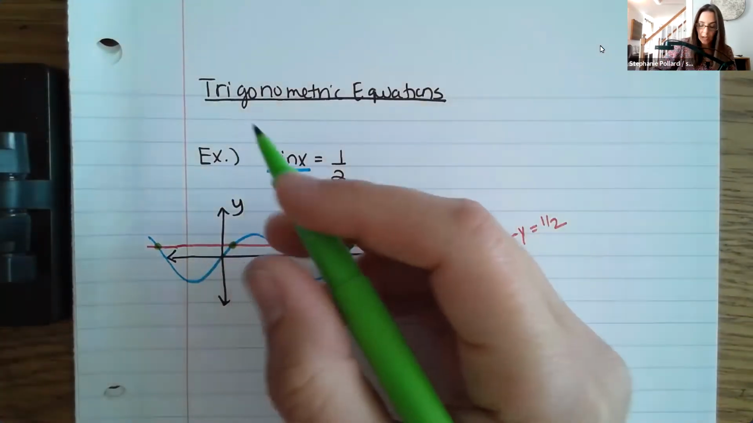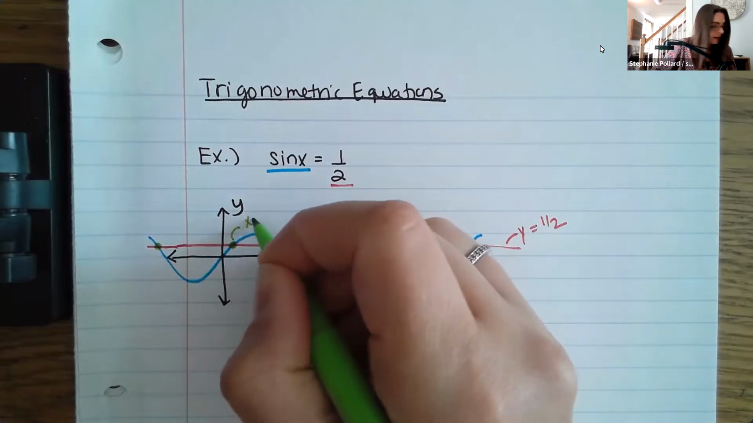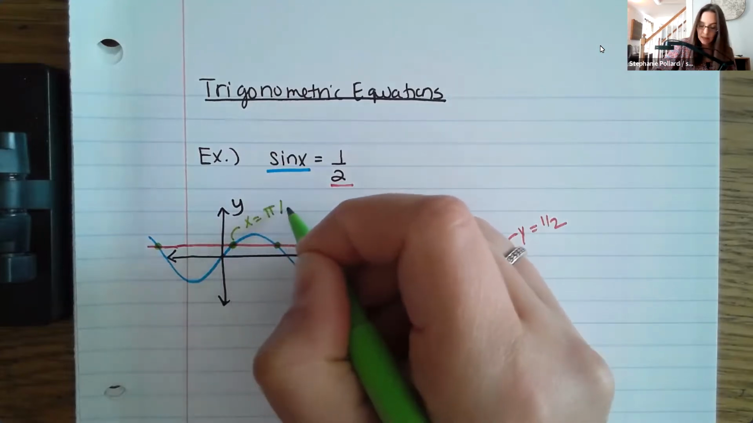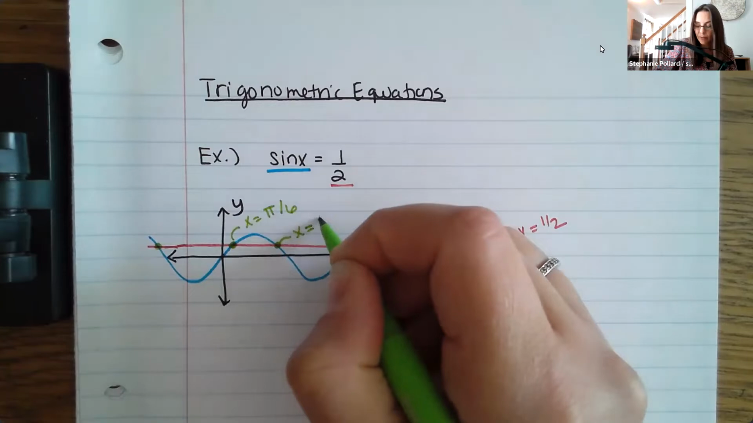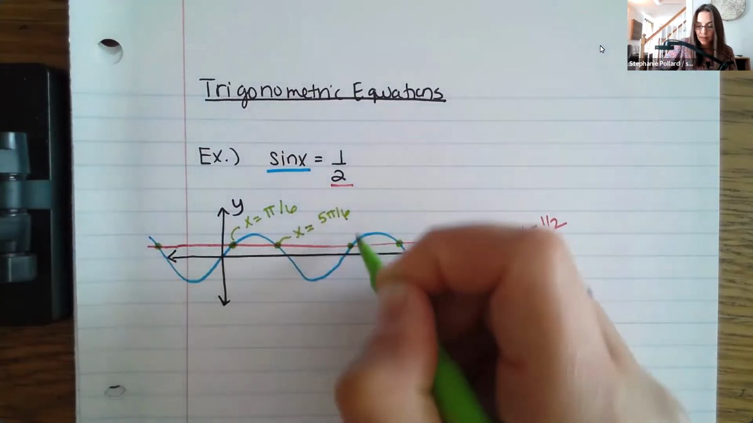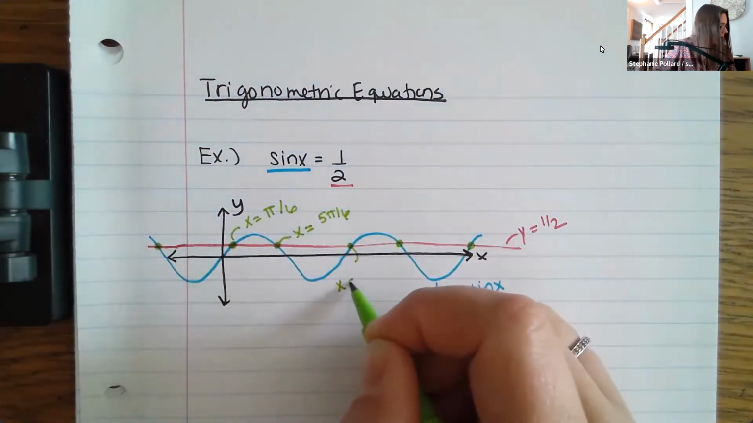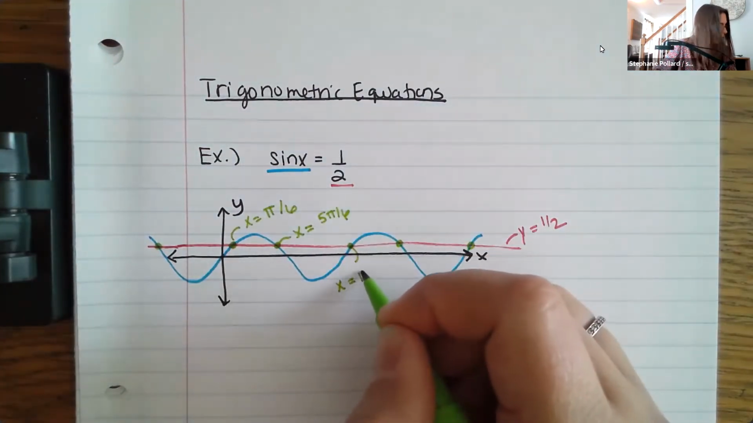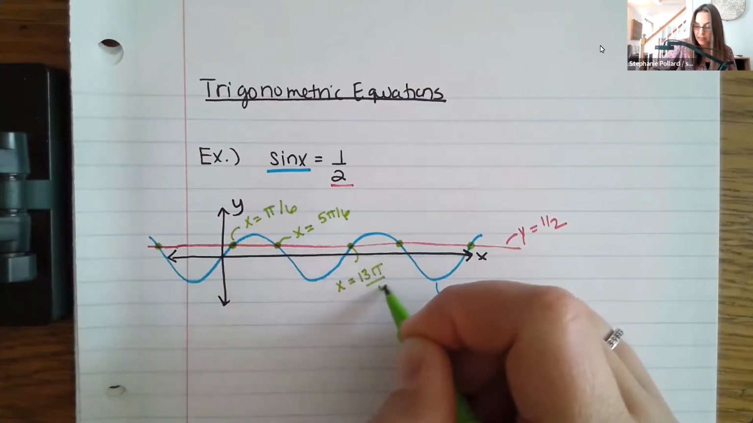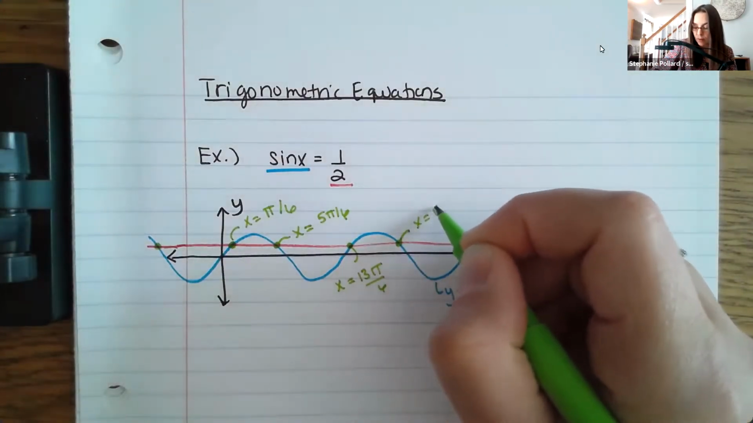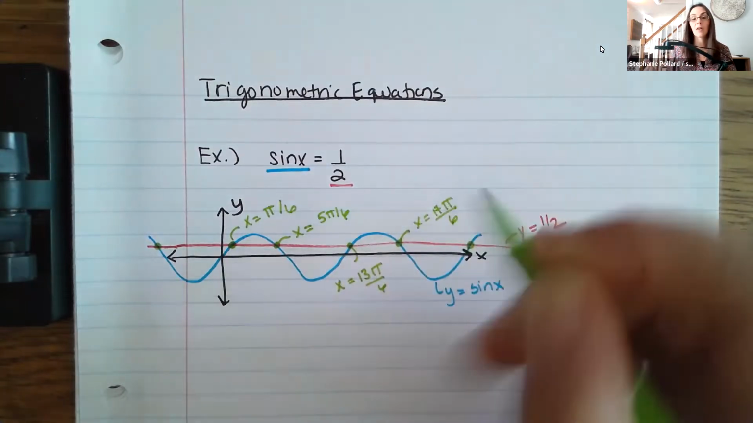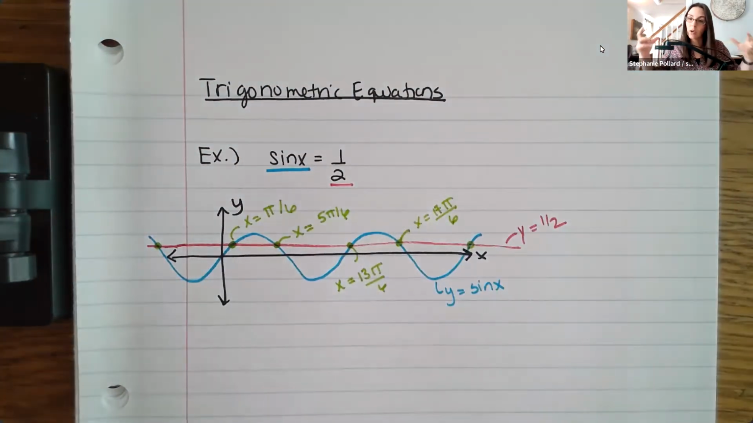But my first intersection occurs here when x equals pi over 6. And then it occurs again when x equals 5 pi over 6. It occurs again when x equals 13 pi over 6. And then next at 17 pi over 6, etc. And again, this is going to keep going and going and going.